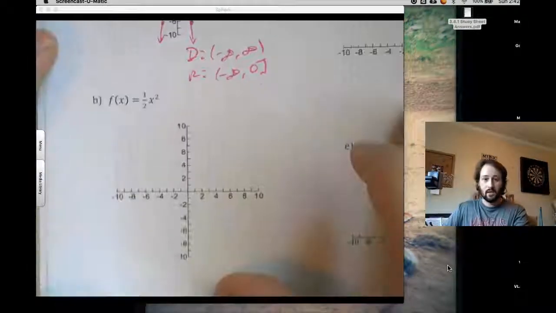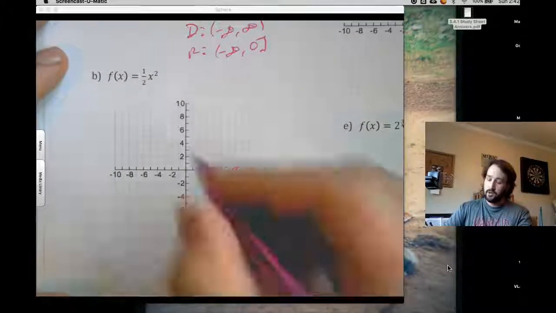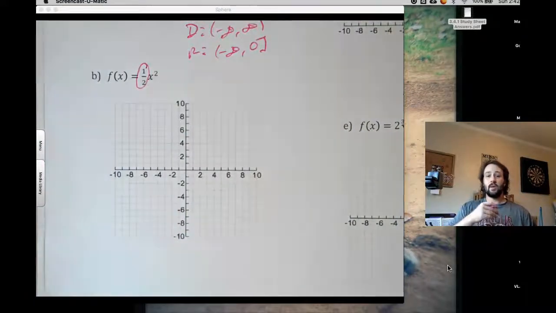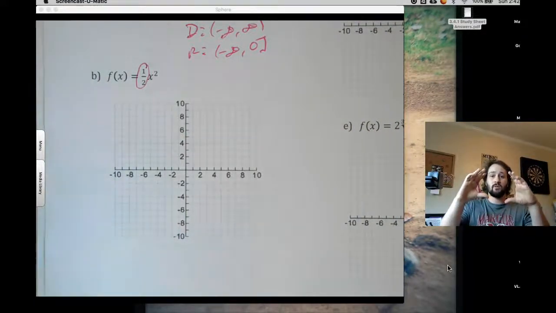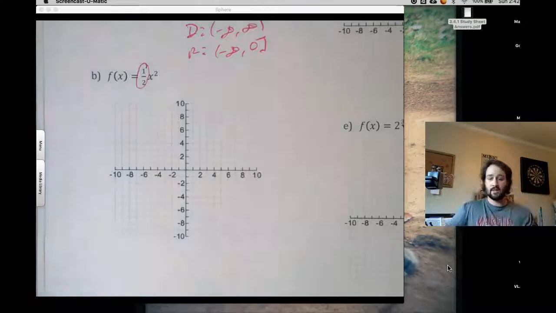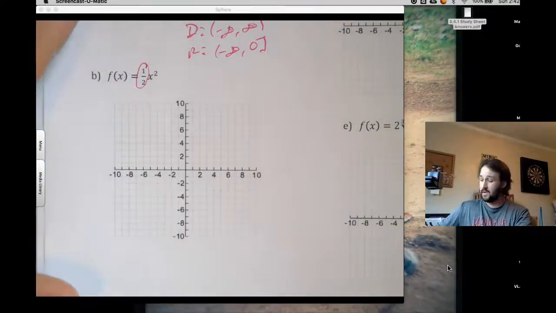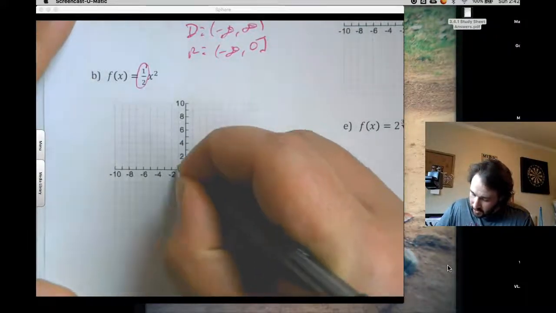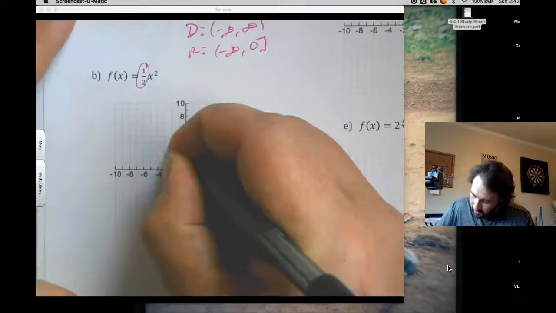All right, moving on. So here, same idea. Notice though, this is a 1/2. So what's going to happen is I'm going to multiply my y values by 1/2, so it's going to vertically compress or shrink it by a factor of 1/2. There's no negative, so there is no reflection. It's still a parabola because I still have a squared, so I have something like that.